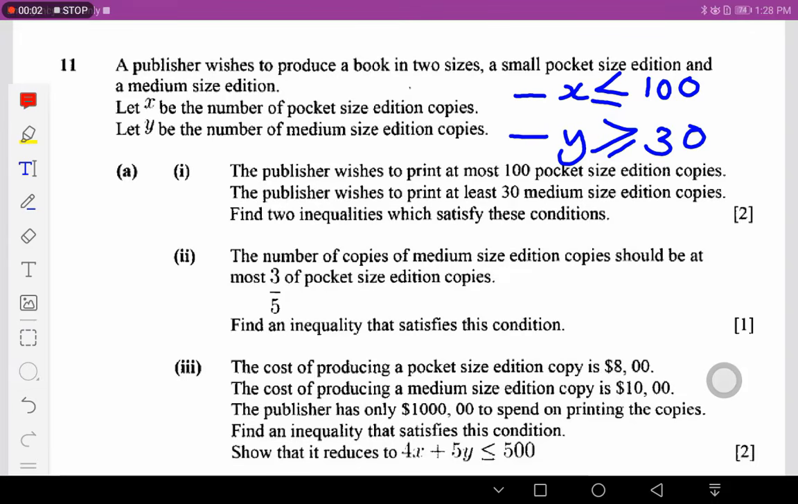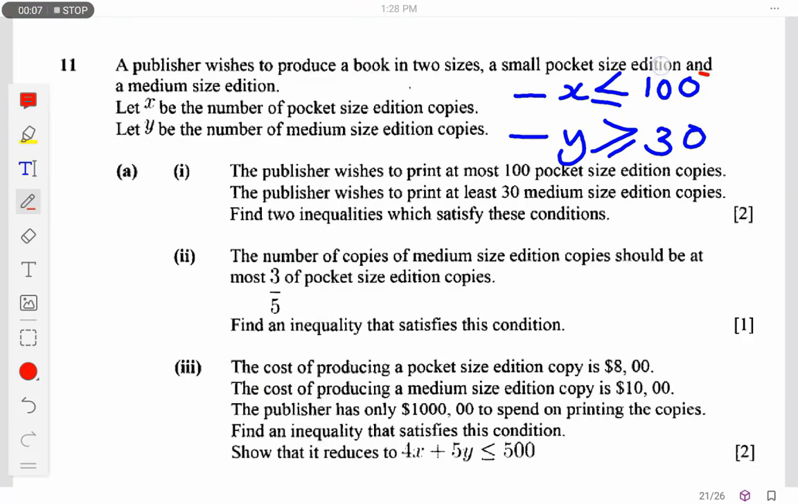Please take note here, our x is less or equal to, because when they say the publisher wishes to print at most, it means we are also starting with 100 and then going below. Okay, so now let's move on to the question we were looking at.